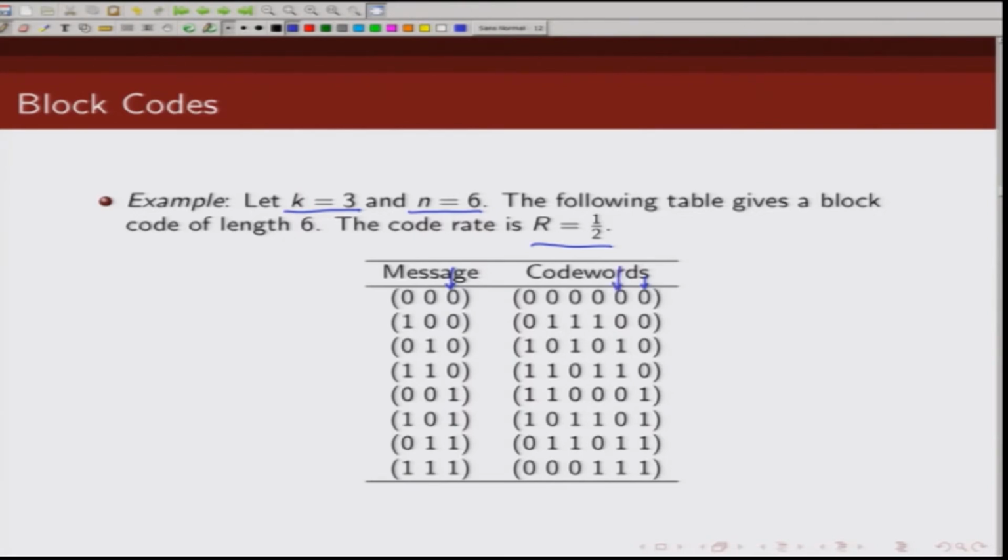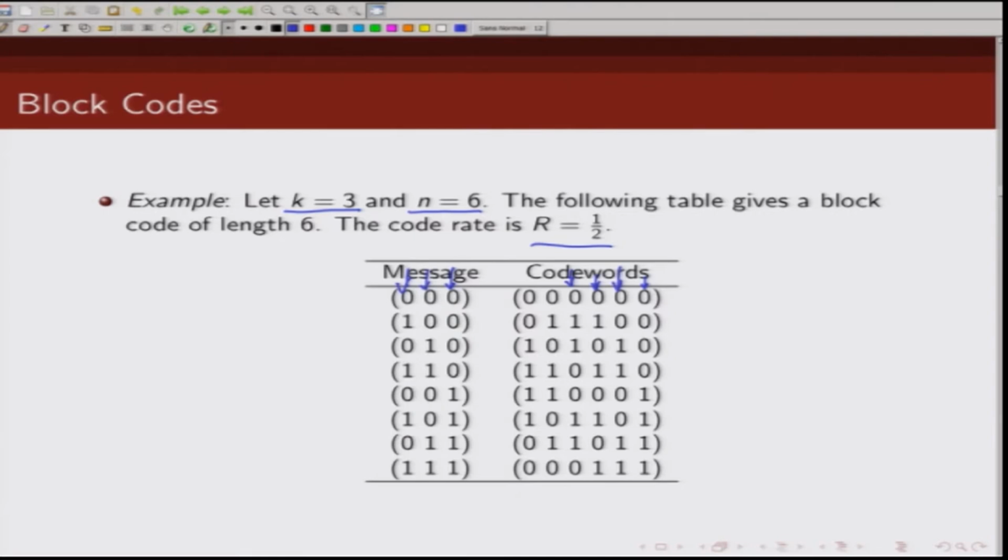Similarly, look at this one. This column is same as this column, 0 0 1 1 0 0 1 1, and this column is same as this column. So in other words, this bit of the code word is same as this bit of the information sequence, this bit of the code word is same as this bit of the information sequence, this bit of the code word is same as this bit of the information sequence. Now let us look at this one.